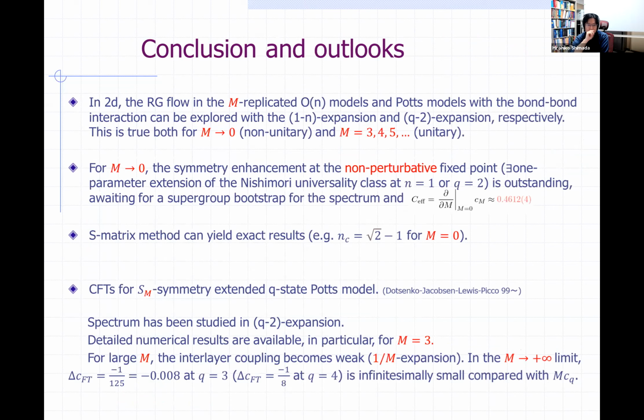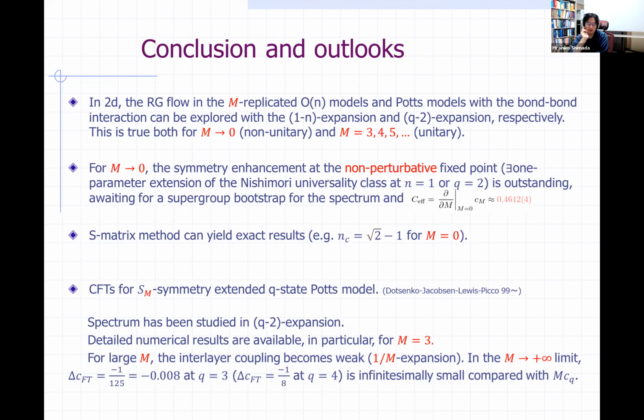So RG flows are very much controlled in the 1 minus m expansion, like the u minus 2 expansion in 2 dimensions. Both m equals 0 and m equals 3, 4, 5 have interesting features. For m equals 0, I think the presence of non-perturbative fixed points, that is actually the extension of the Nishimori universality class at n equals 1, k equals 2, is very, very interesting and important.